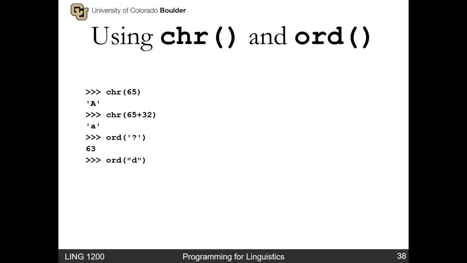Kind of strange. The ordinal for lowercase d is 100. And of course, you get the uppercase D by subtracting 32 from that. And then the ordinal for E, I bet you could guess, since it's right after d, is 101. So the ASCII table is in alphabetical order.